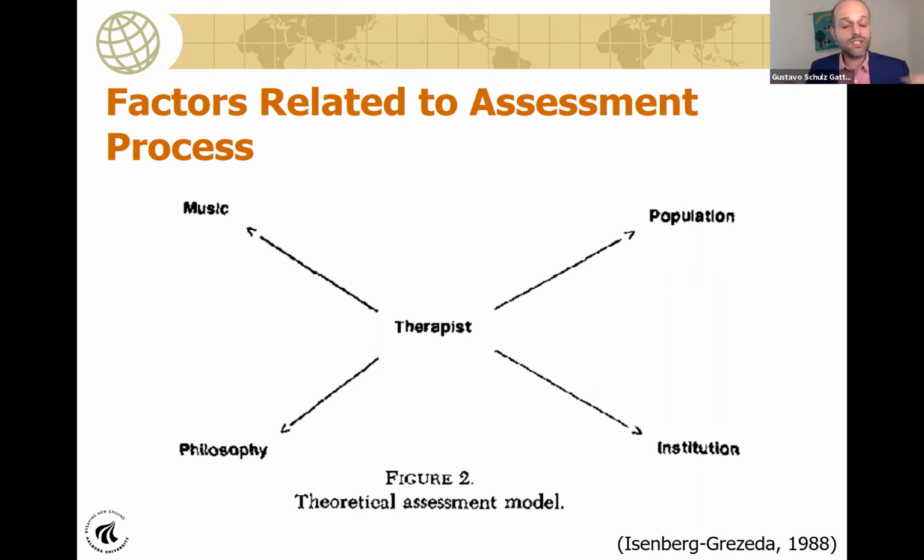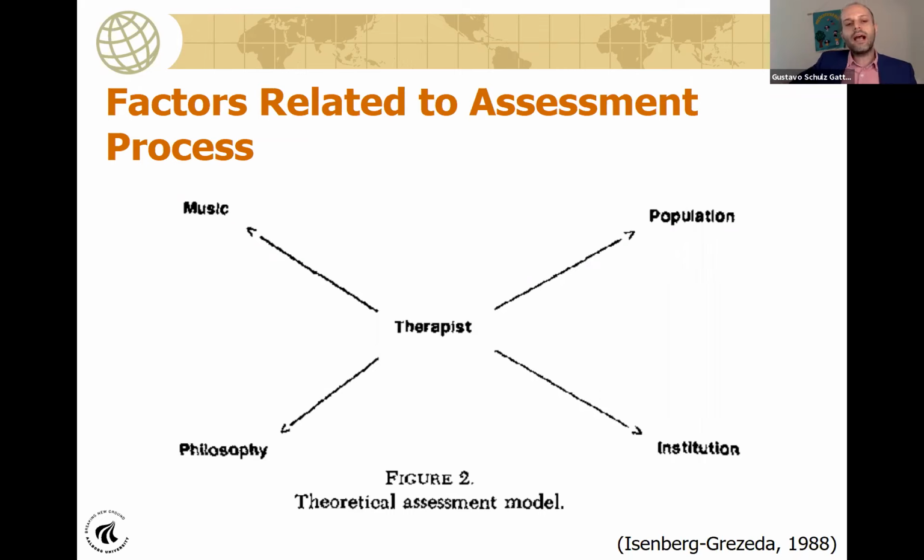Second, the population: considering different populations, I can have different goals, objectives, and also different procedures in my assessment practices. Third, the philosophy: how my beliefs and my theoretical and philosophical understandings can affect the way I assess the client. And fourth, the institution or environment where I'm working with this client, and how this place can affect the way I use different assessment practices.